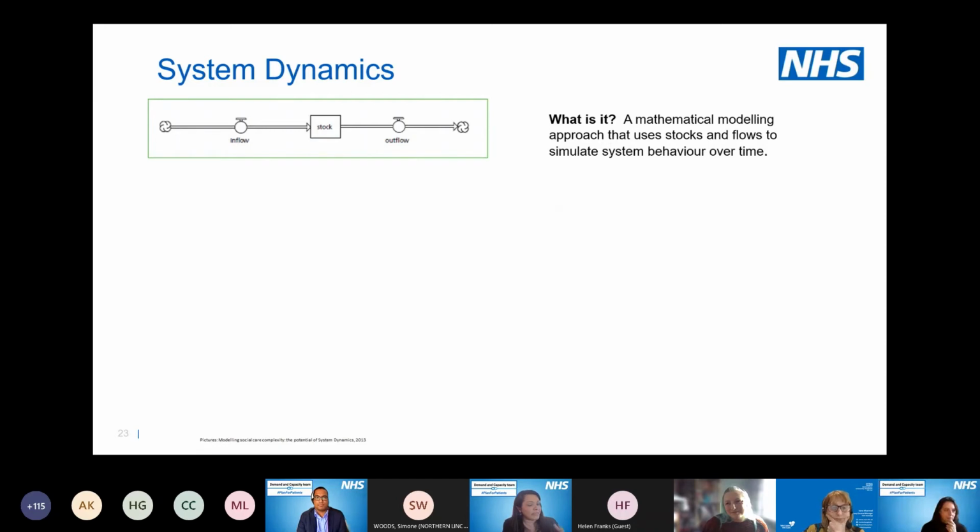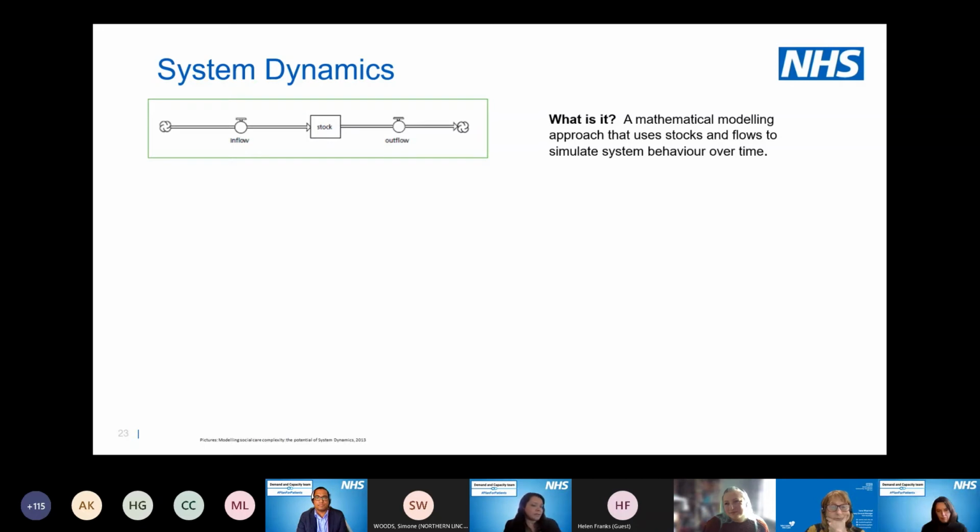System dynamics and discrete event simulation, in the way of the modeling process and work, are quite similar. It's about engaging with people. It's about building the pathway or the condition of those patients visually, and that helps to improve the learning. The difference is mainly how the patients flow.